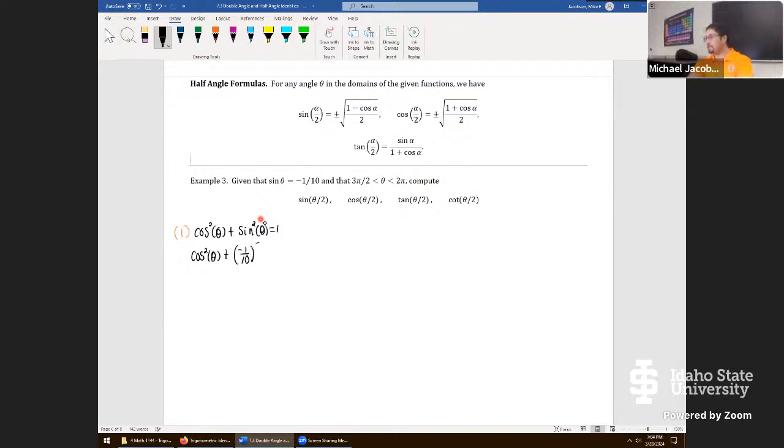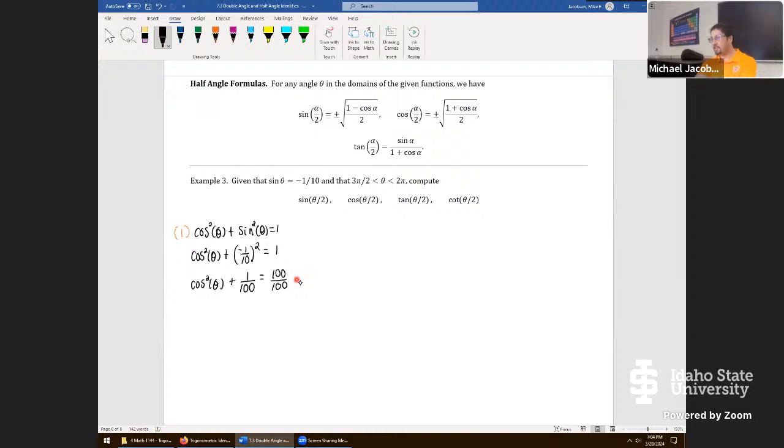Square that thing and set it equal to 1. So now this right here is going to turn into 100, and we get cosine squared theta plus 100 equals, standard thing I do is just make that have the same denominator. So let's call 1 100/100ths. And now we can subtract on the next step.